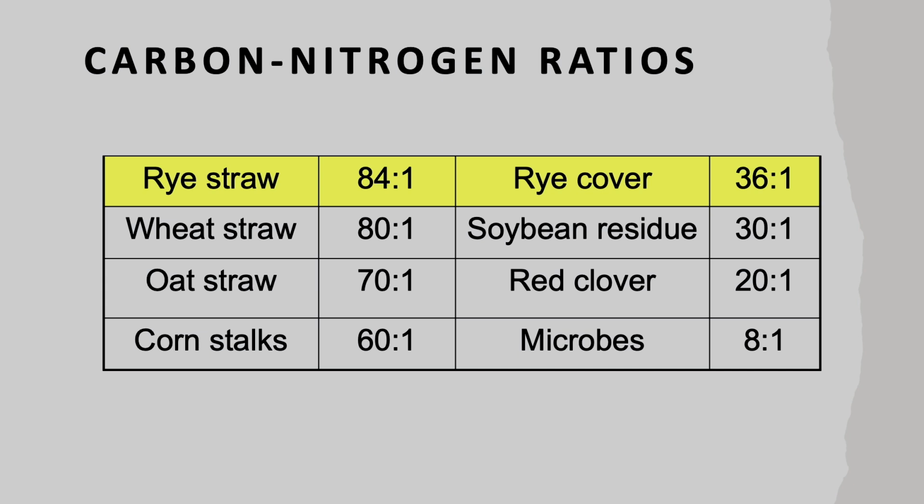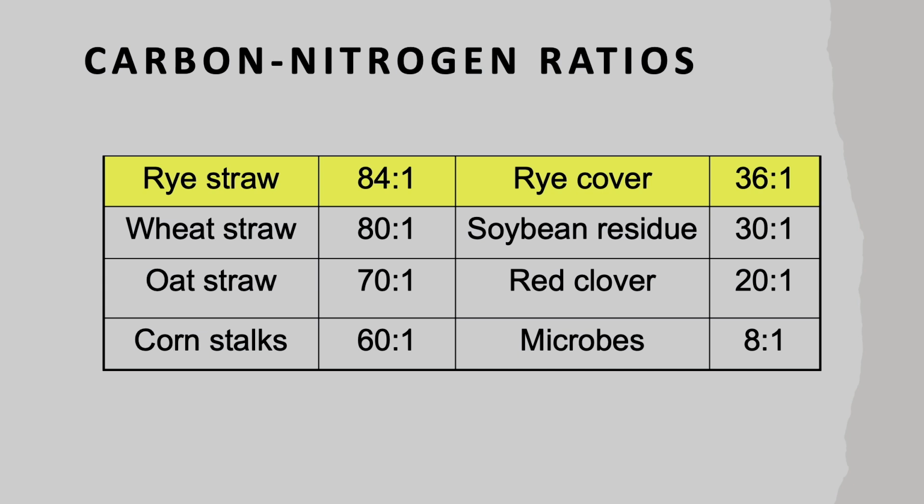Everything in the right-hand column, from rye cover on down to clover, has relatively low carbon to nitrogen ratios, meaning that it's relatively rich in nitrogen. And those crop residues break down pretty easily because it doesn't require a lot of additional N. If you look at soybean residue, 20:1, basically you're not going to need any additional nitrogen to break that down beyond what's already in the residue.